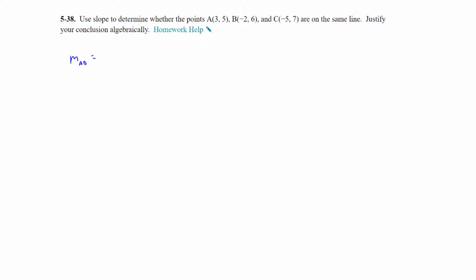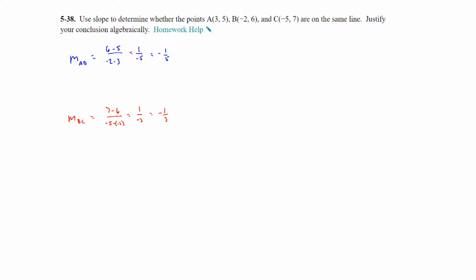And then that will be the change of y. I'll do 6 minus 5 over the change of x, negative 2 minus 3, and that will be 1 over negative 5, or it's equal to negative 1/5. We'll now look at the slope from B to C, and that is equal to 7 minus 6 over negative 5 minus negative 2, and that's 1 over negative 3, or negative 1/3.